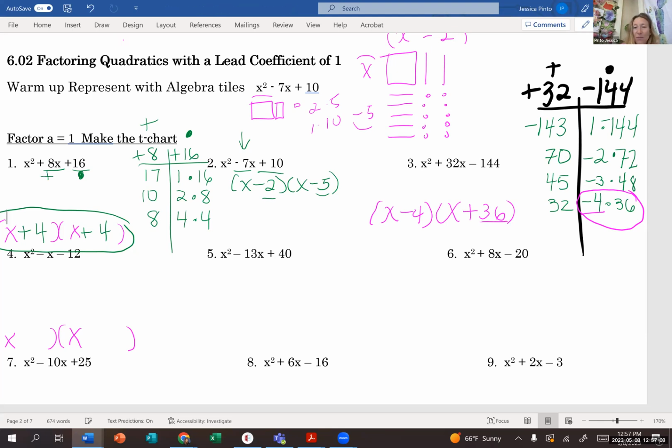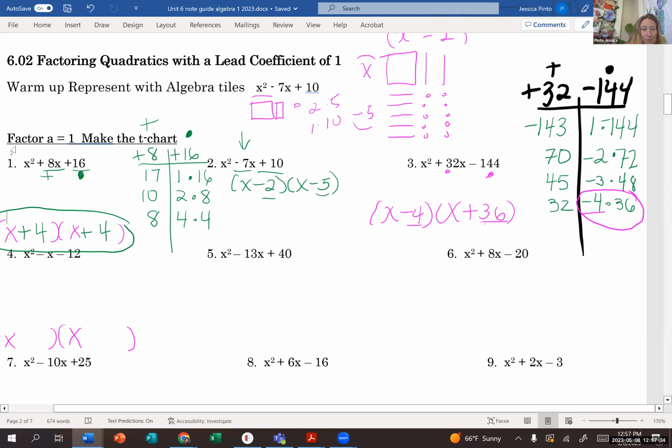And 36 minus 4 adds to 32. 36 times negative 4 multiplies to negative 144. And so that's our right answer. This is fun. So we use this chart. We always are going to set up the chart. The number needs to multiply to that bigger number and then add to 32 or whatever the middle number is.